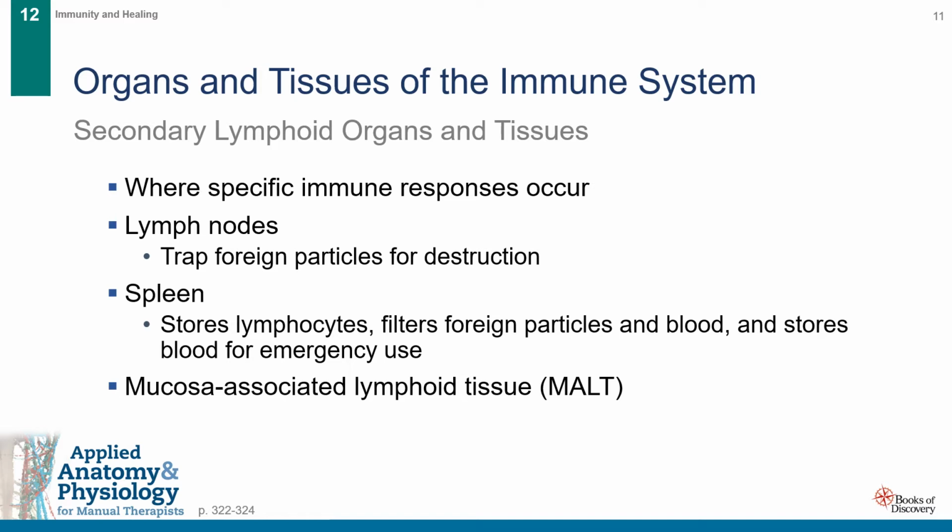Mucosa-associated lymphoid tissue, or MALT, are strategically located in the connective tissues of mucous membranes that line the respiratory, digestive, and reproductive tracts.